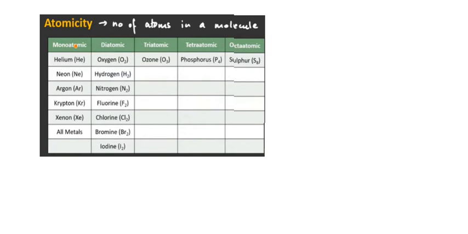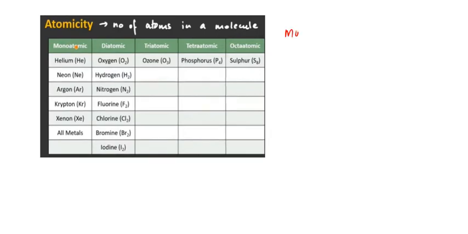We also have monatomic. Mono means one. And diatomic, based on the table we have here, is 2, triatomic is 3, tetratomic is 4, and octatomic is 8.